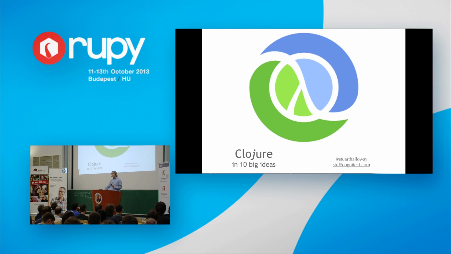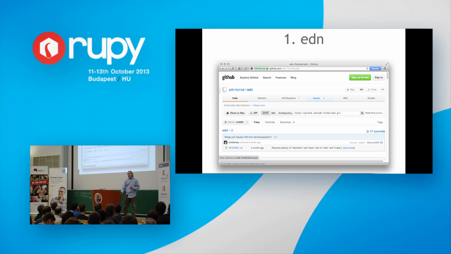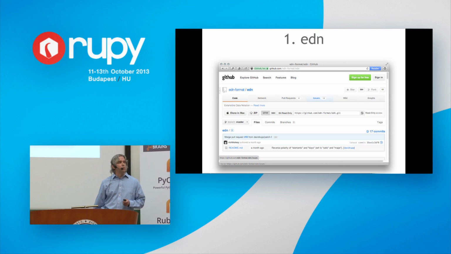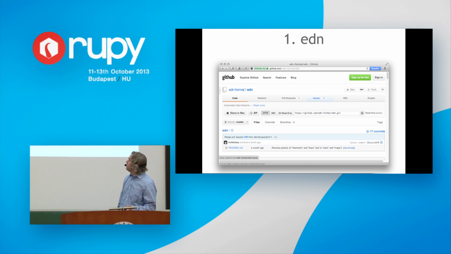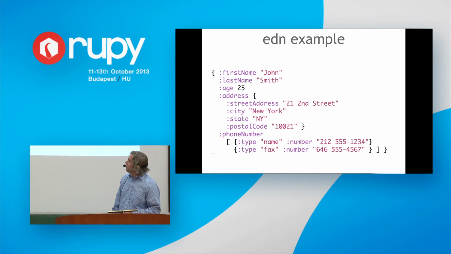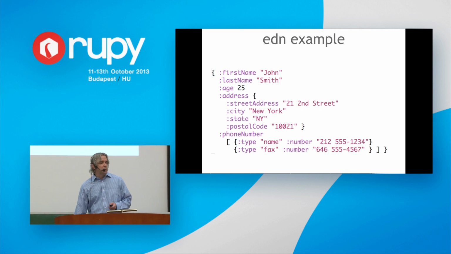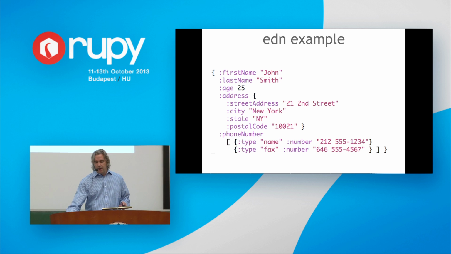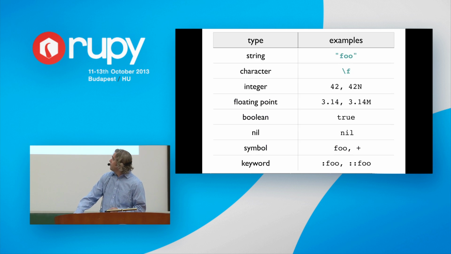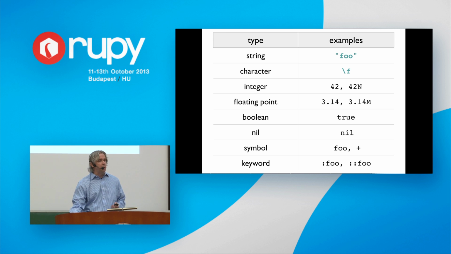So we're going to talk about Clojure from 10 different perspectives, 10 big ideas. The first important idea is a data serialization format called EDN. And you may not have seen EDN before. Here's an example of some EDN. Superficially, it looks a good deal like perhaps JSON. And EDN defines a set of familiar primitive types that you can work with: numerics, characters, strings, and so forth.